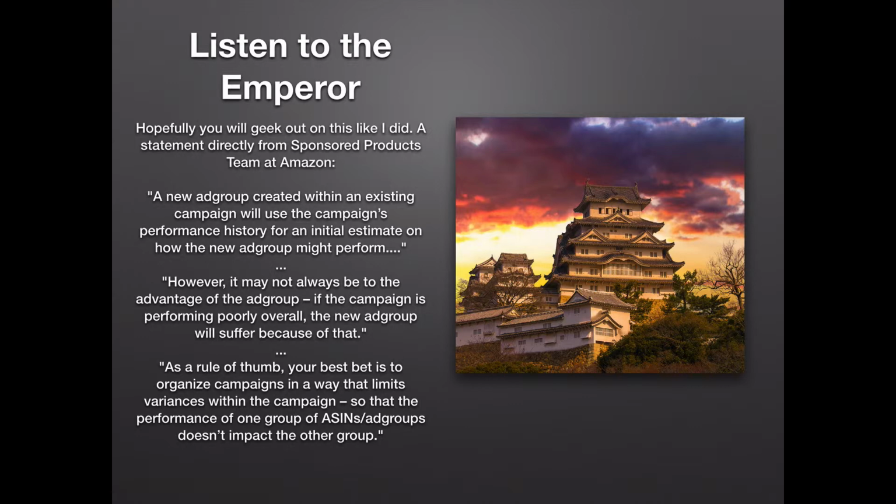It says, as a rule of thumb, your best bet is to organize campaigns in a way that limits variances within the campaign, so the performance of one group of ASINs or ad groups doesn't impact the other group. Okay, guys, so separate as much as possible. That's why we're doing this. Okay, good. So, summary.